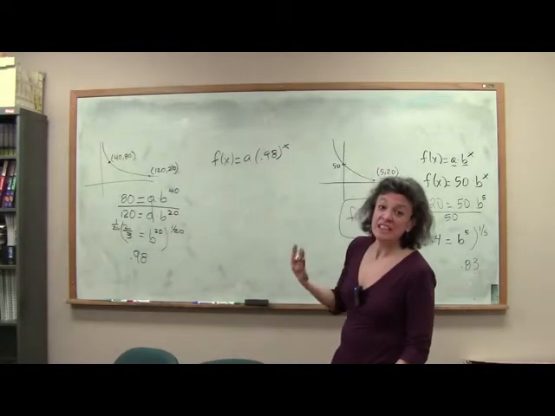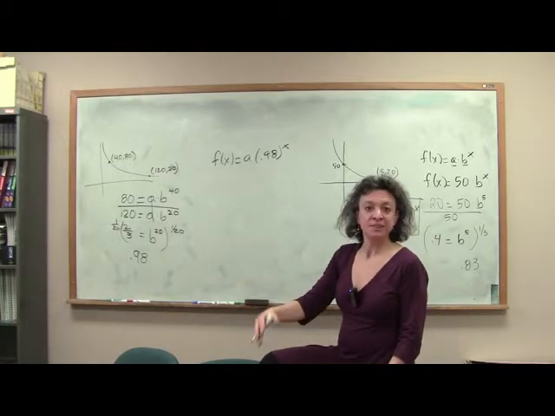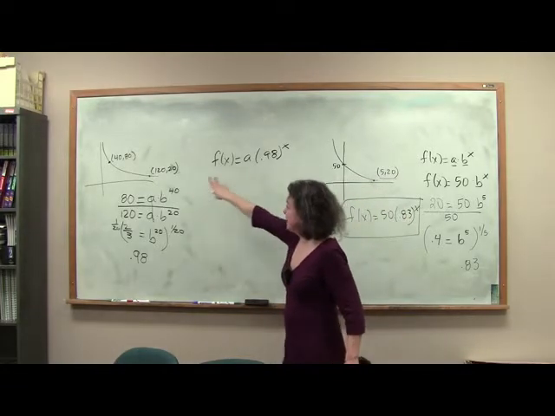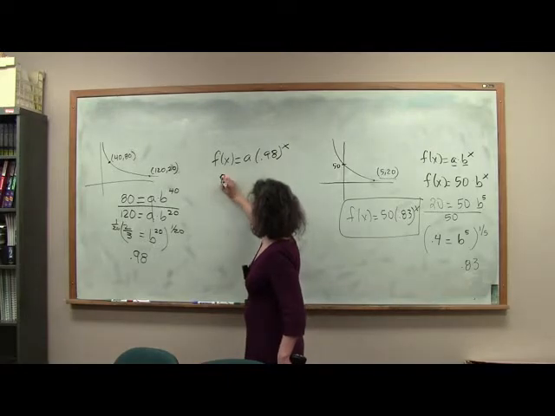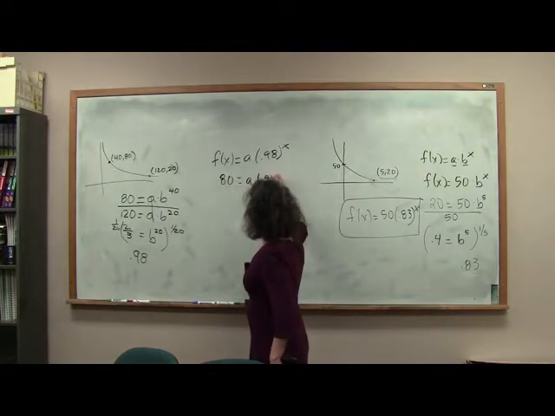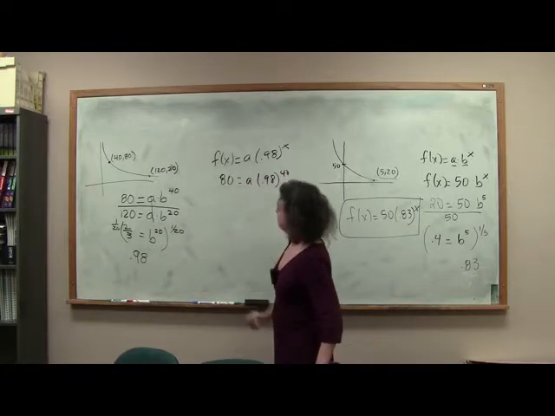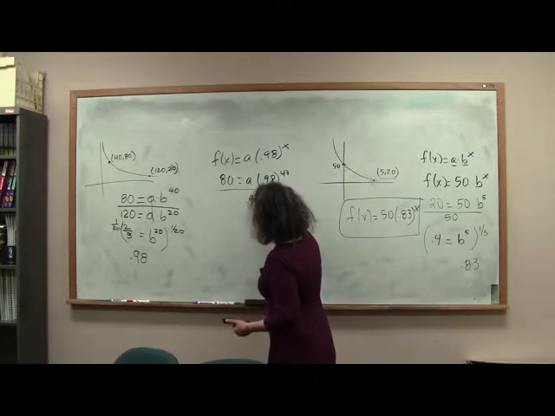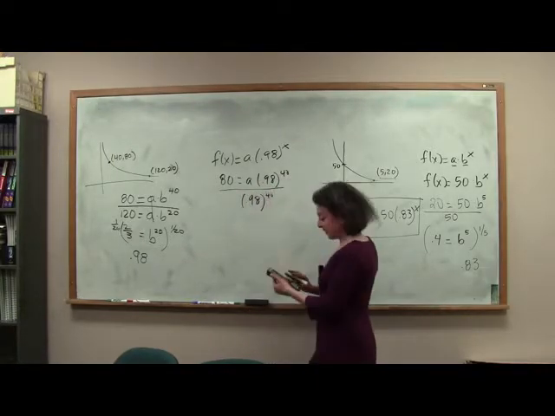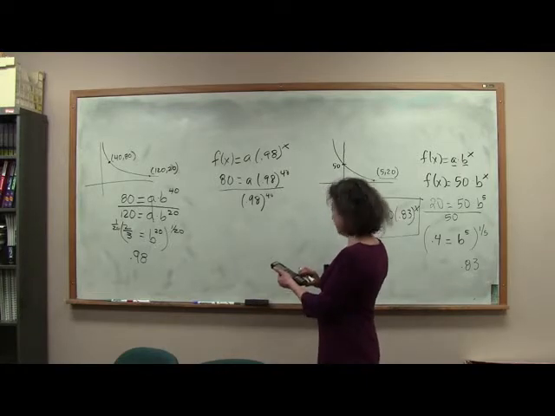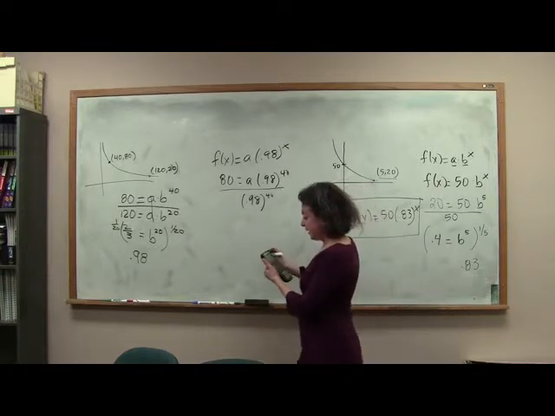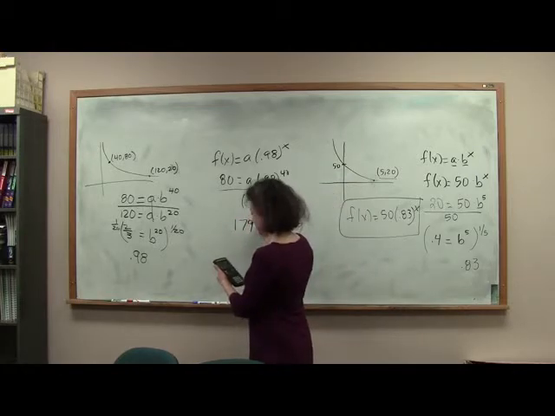Do you see how even though initially we were given a graph, it still flows the same way? Okay, that's real important. Now, to find our value of a, again, you're going to take either one of these ordered pairs and plug them in. I know that when x is equal to 40, my function value is equal to 80. So to find our value of a, we would divide both sides by that. So I would plug in 80 divided by 0.98 to the 40th power. And we're going to get about 179.5.